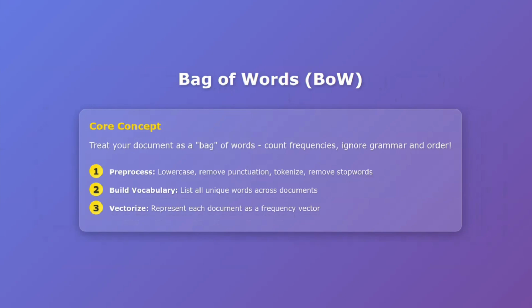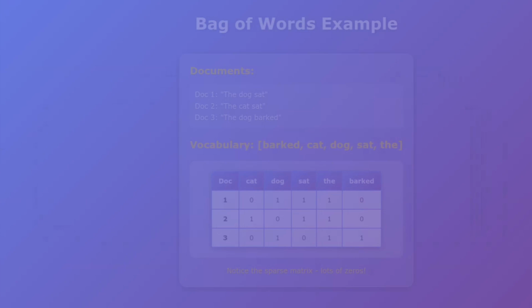First, we pre-process our text, converting to lowercase, removing punctuation, tokenizing into individual words, and removing common stop words like "the" and "and." Second, we build our vocabulary by listing all unique words across all our documents. And third, we represent each document as a vector, basically a list of numbers where each number is the frequency of a word from our vocabulary. Let's see this in action with an example.